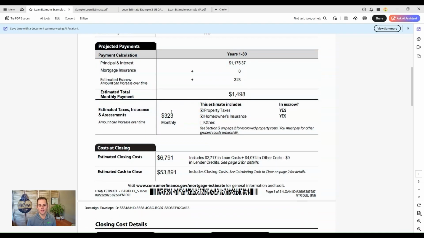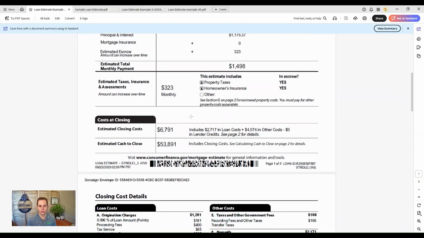Okay. So then estimated taxes and insurance, this is telling you what your escrow account has in it. Does it have property taxes? Does it have homeowners insurance? Does it also have other with HOA dues? Maybe you have $1,200 a year for HOA dues. So there's an additional $100 that we have to hold back. Okay. So that's so far so good.